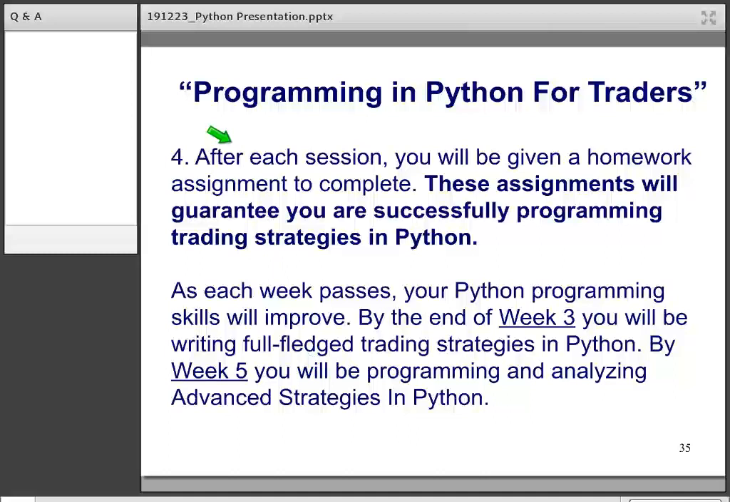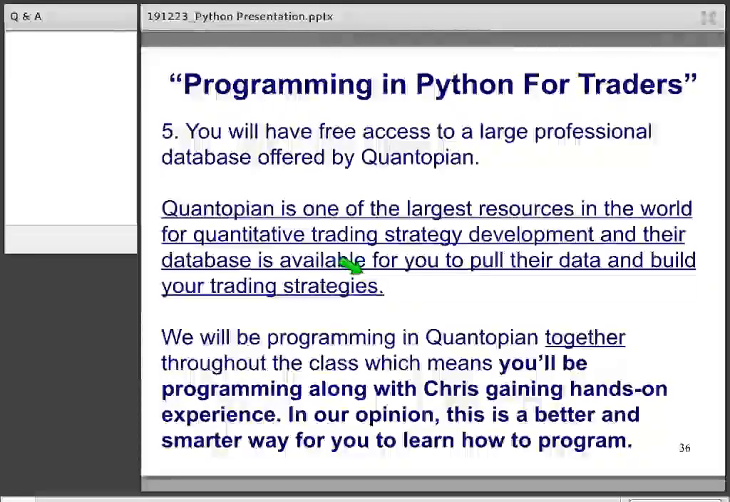After each session, you're going to be given a homework assignment. The homework assignments are there to guarantee you successfully program trading strategies in Python. As each week passes, your Python programming skills will improve. By the end of week 3, you're going to be writing full-fledged trading strategies in Python. If you're not, we provide a 100% money-back guarantee. By week 5, you'll be programming and analyzing advanced strategies in Python.